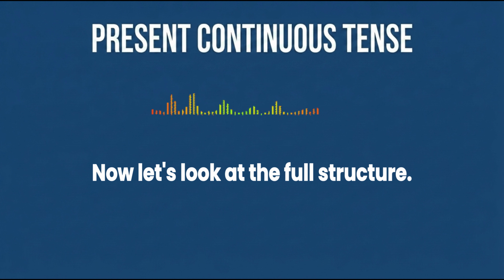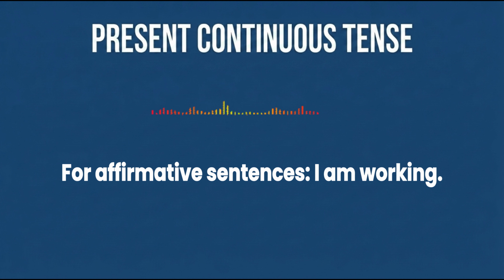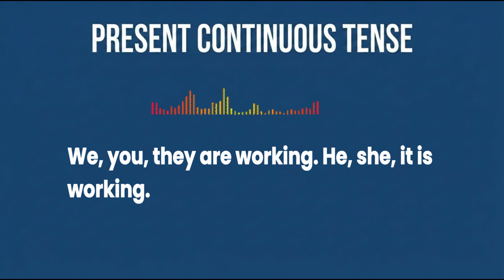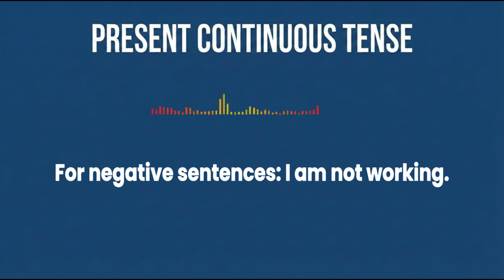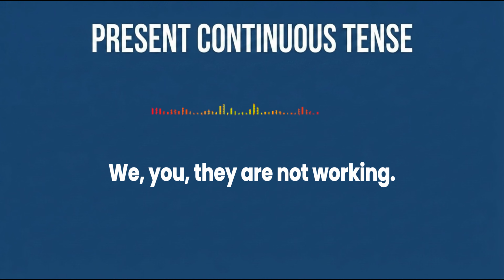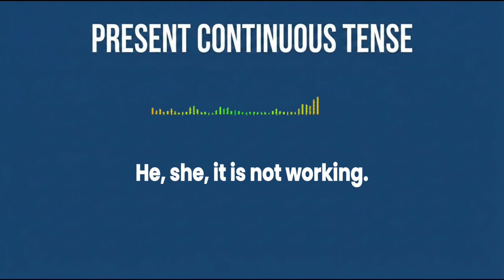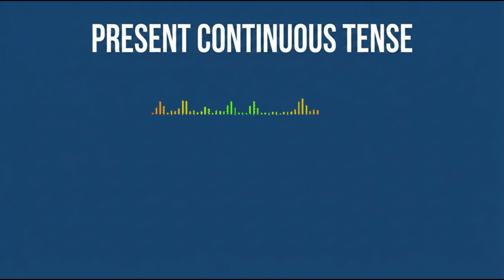Now, let's look at the full structure. For affirmative sentences, I am working. We, you, they are working. He, she, it is working. For negative sentences, I am not working. We, you, they are not working. He, she, it is not working.